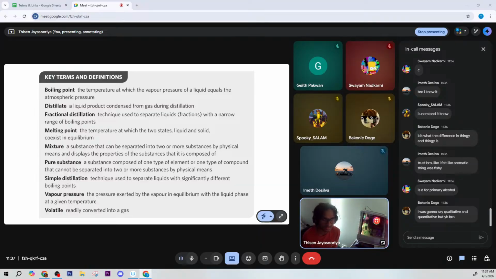You'll be able to finish a decent chunk, like one whole question, which is about 8 marks, in about 2 to 3 minutes, if you know those tests really well. Because you don't have to write in full sentences. You just have to be able to write in dot points. I was gonna say qualitative and quantitative, but you know, bro.